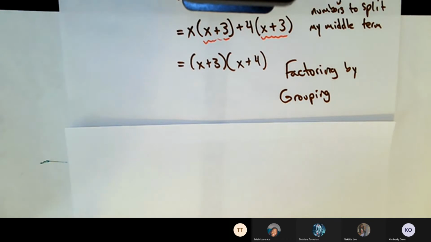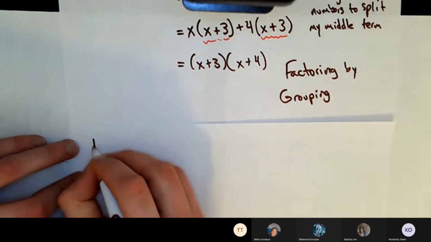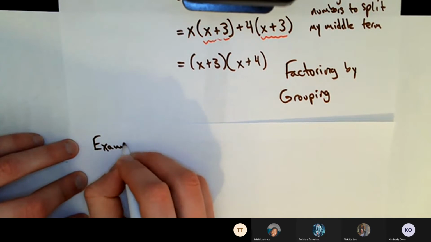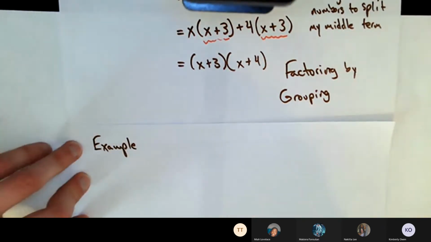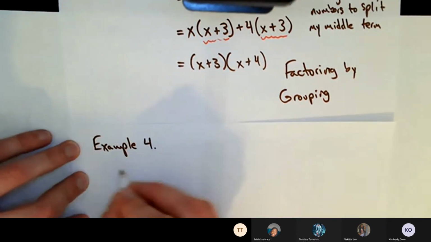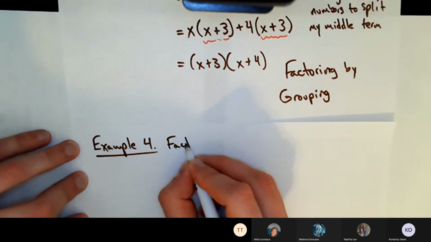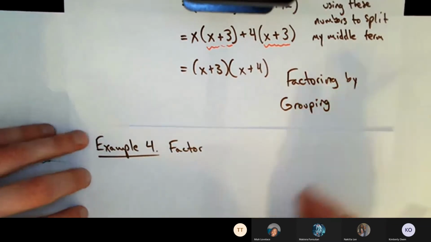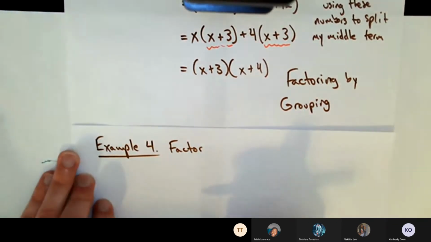5x squared minus 7x. Okay. What are we on? Example 4. There is one more step to this factoring by grouping method that I need to show you, and I'll show you it in this example.